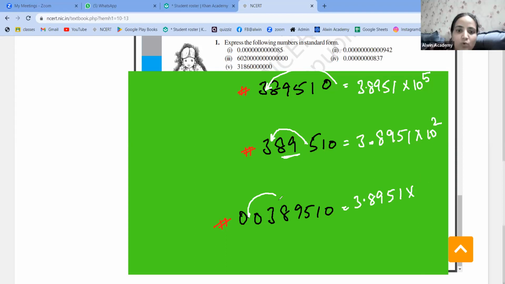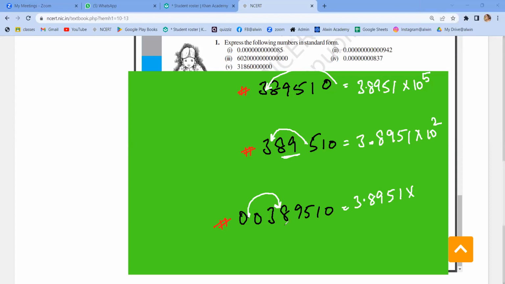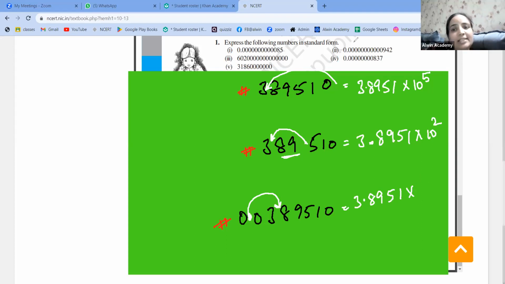Beta, the point has moved only 2 steps. So it is 10 to the power 2. Ma'am, I didn't see the point. Yes, the point is there, no? So beta, you have to pay attention. It can be anywhere. It's not important that the point will always be at the start or always at the end. It can be in the middle of the number somewhere also.